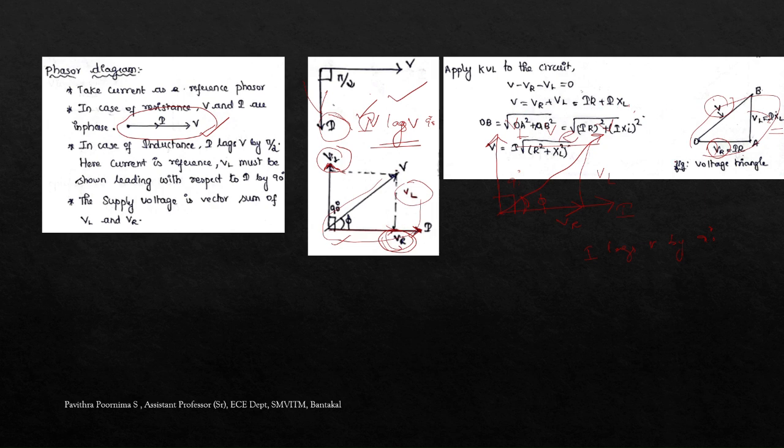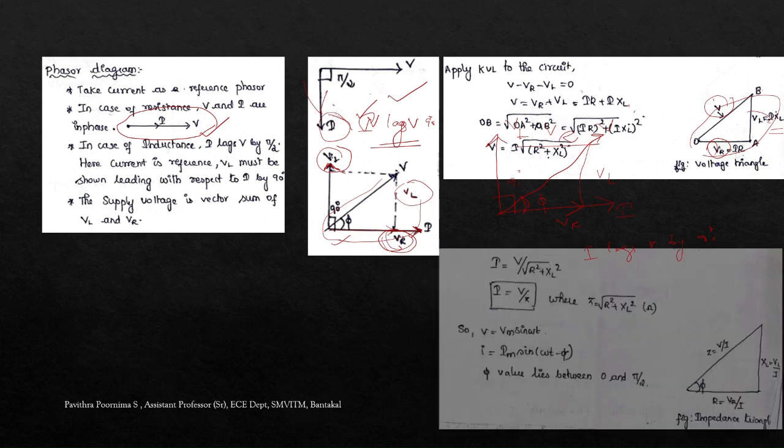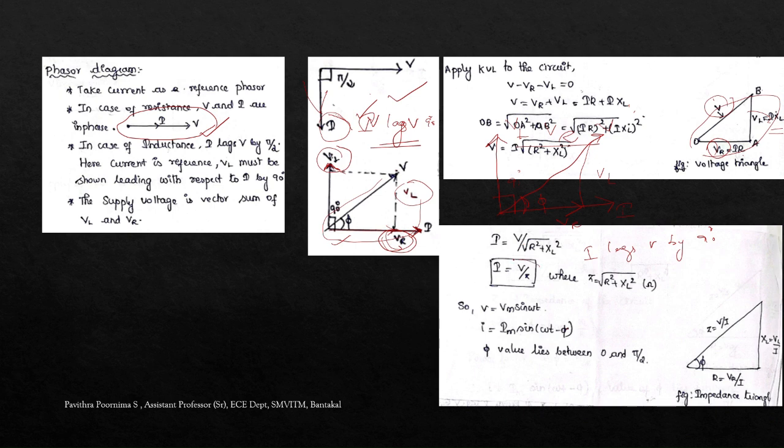And since it is a right angle triangle, we can use the Pythagoras theorem. So this diagonal OB is equal to the square root of OA, this side OA, the whole square, plus AB the whole square. So when you substitute, we get V equal to I times the square root of R square plus XL square. Or we can say I equal to V divided by Z.